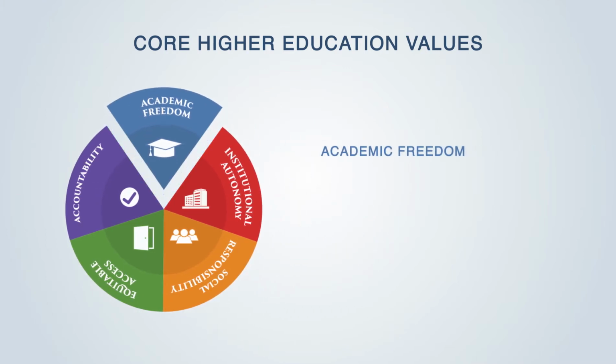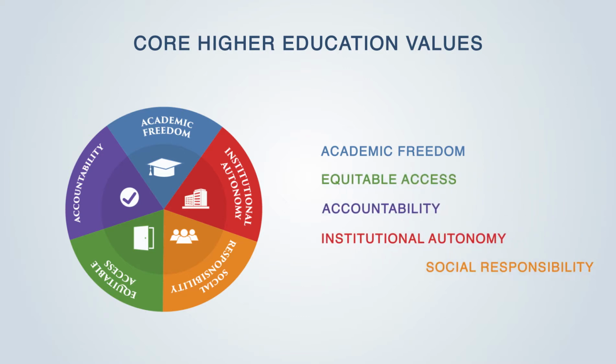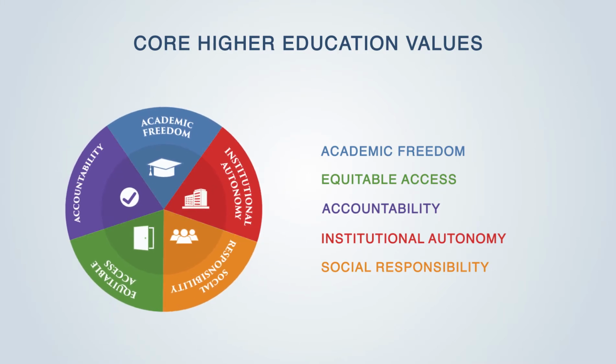Academic freedom is one of several core higher education values. Other important values include equitable access, accountability, autonomy, and social responsibility. To understand academic freedom and how it is supposed to protect people asking questions, it's important to have a general understanding of the meaning of all 5 core values and how they are related. Although core values are difficult to define precisely, they are generally recognized as this.